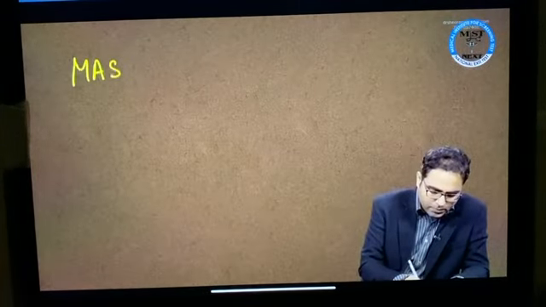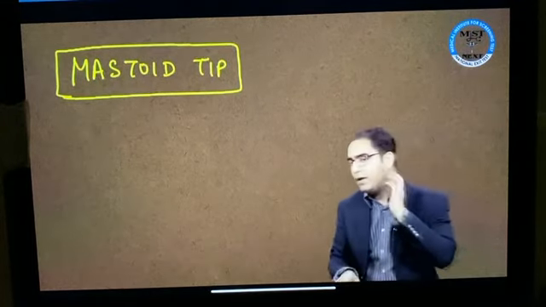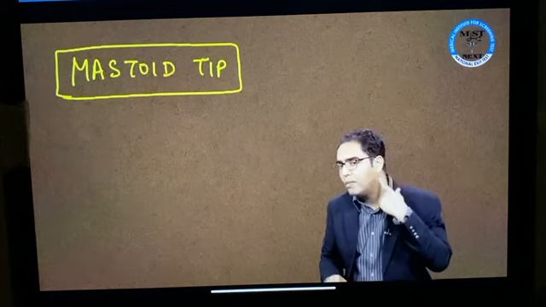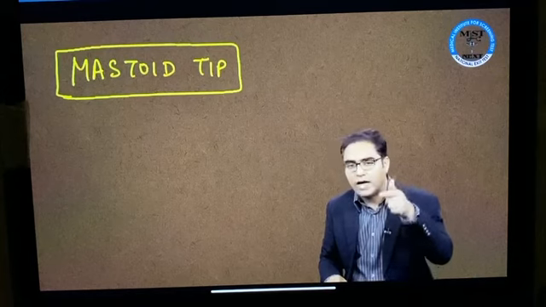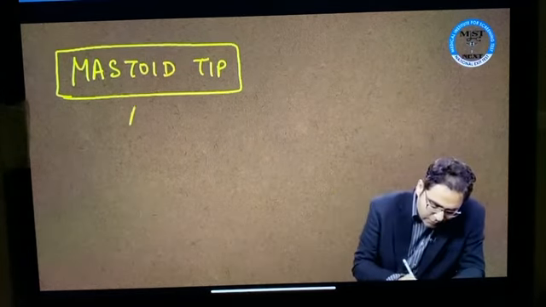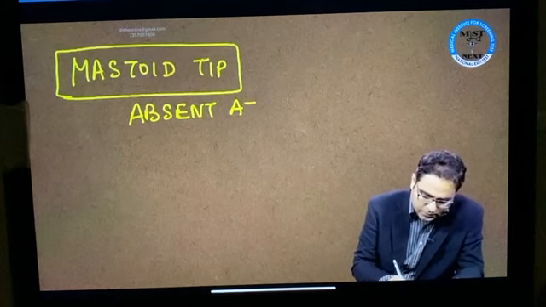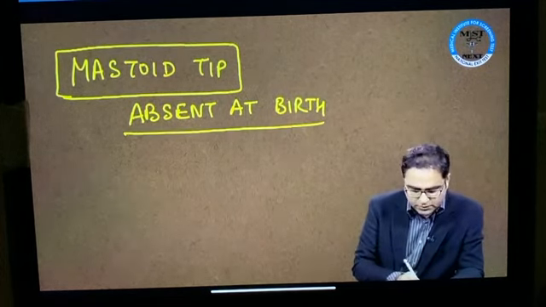Mastoid tip. Everybody, all of you palpate behind your pinna now. This is the mastoid tip area. Okay, mastoid tip, which muscle attaches to mastoid tip? Sternocleidomastoid. So this tip, mastoid tip, is where this muscle is attached. Mastoid tip is absent at birth. So this is a point to remember. It is not there at birth. Absent at birth.